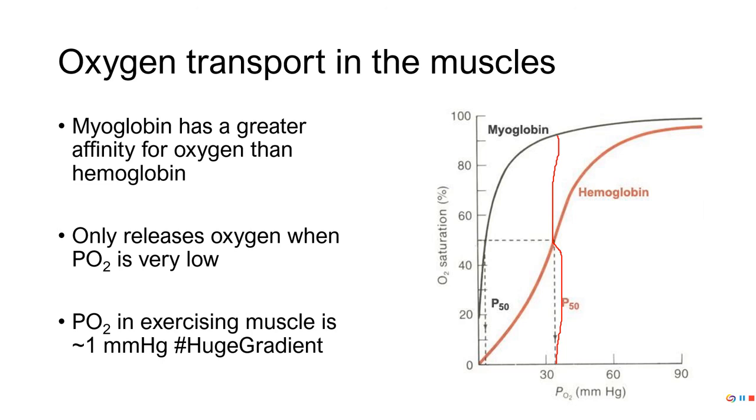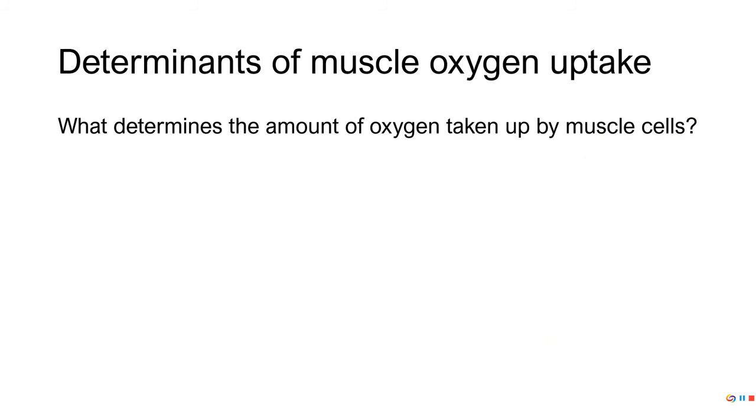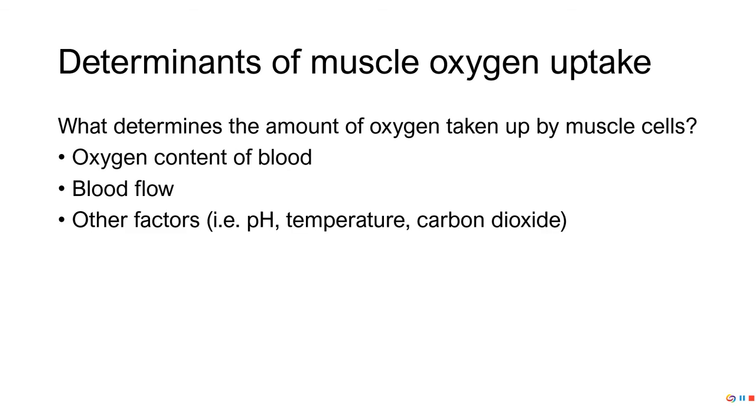Okay, and so what really helps with this as well is that the partial pressure of oxygen in an exercising muscle is estimated to be about 1 millimeter of mercury. So very, very little. So this is a huge gradient, and it helps make it easier for oxygen to move. So this leads to the question, well, what determines the amount of oxygen that's taken up by muscle cells? Okay, and there are a couple of factors. One is how much oxygen is actually in the blood, how much blood flow is occurring, and there are some other things such as pH, temperature, carbon dioxide. Remember, we can shift the curve.